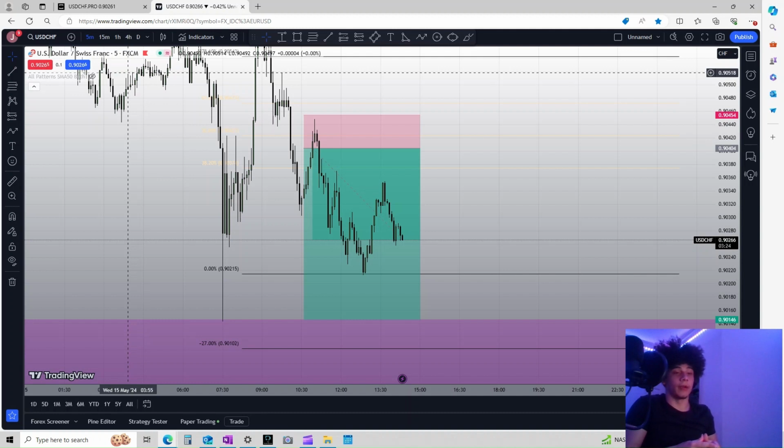Because the daily time frame for the past 2 weeks has been selling. You go to the 4 hour, selling. You go to the 1 hour, selling. You go to the 15 and the 5 minute, selling. Therefore, you should only be looking for sell positions.